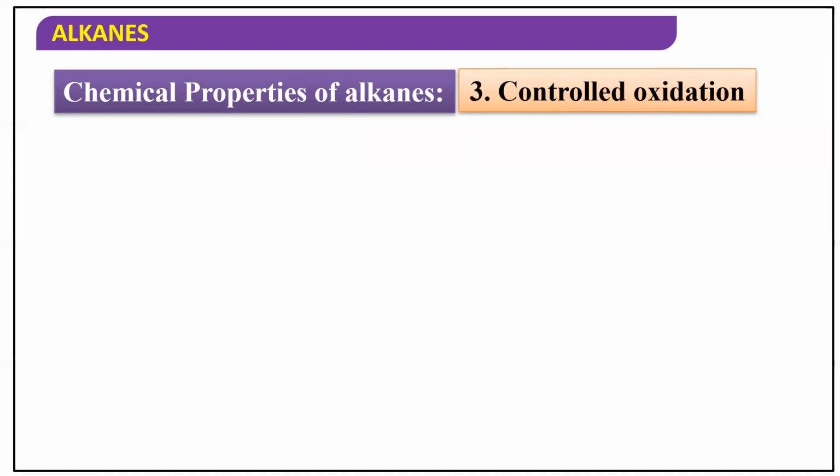The next chemical reaction is called controlled oxidation. Once again, the name itself will give you an idea about what's happening during the reaction. Oxidation, pretty straightforward, is reaction with oxygen or addition of oxygen. The reaction is controlled. Controlled means from outside, there are certain factors or parameters that will decide the course of the reaction. Hence, the oxidation is called controlled oxidation.